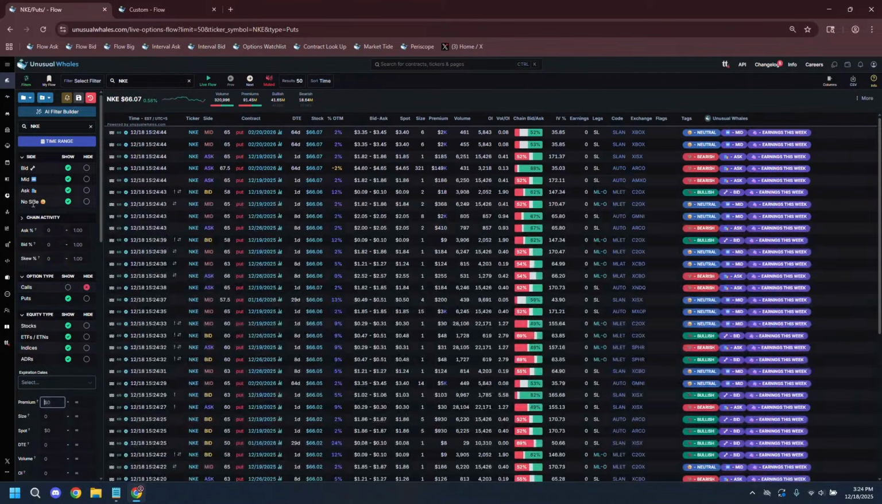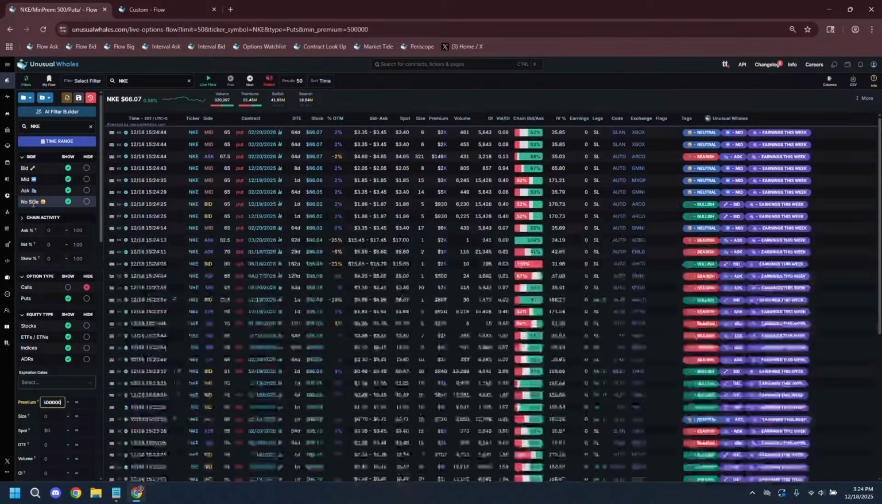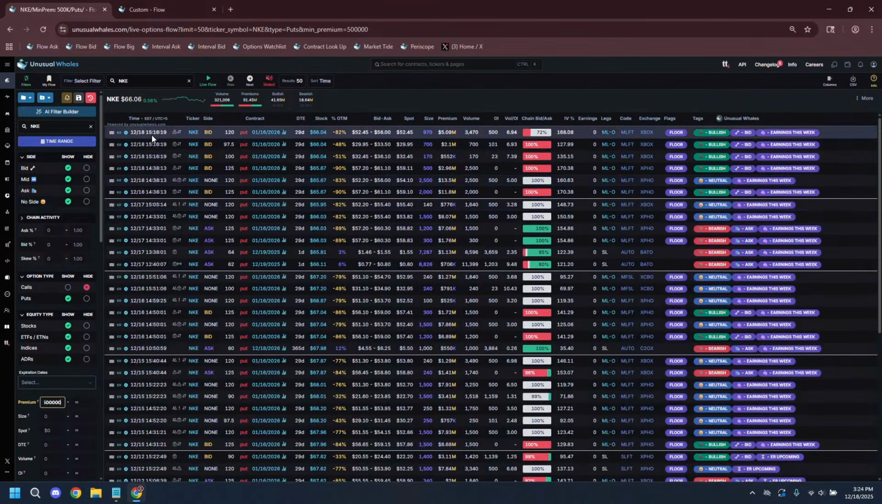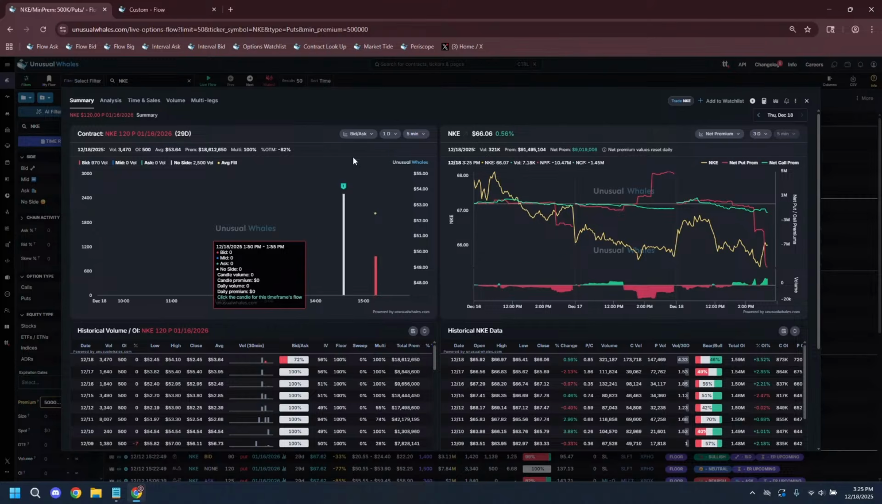Nike premium on puts, let's go 500K. Yeah, so Nike trading about 65, 66 bucks. We have a whole bunch of this 125, 120, 100. So none of this is actually people writing these puts. Some people are going to interpret it as such, but that is not the case. Do we see any interesting stuff going on here?